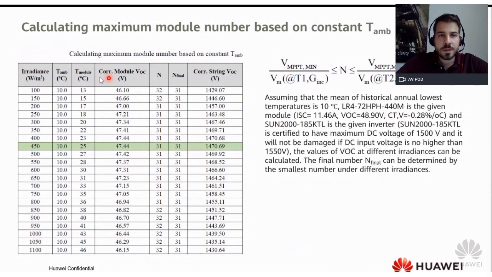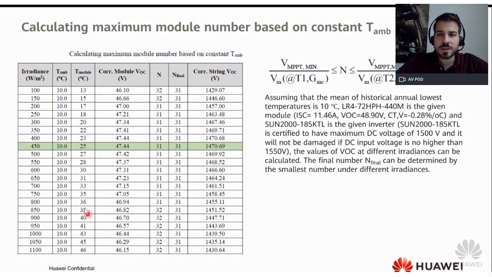So first, let's start with calculating the module number based on constant ambient temperature. Suppose that the minimum ambient temperature in one place is 10 degrees Celsius. This is something around the Middle East area, where usually this number is valid. So this has to be modified according to the location.